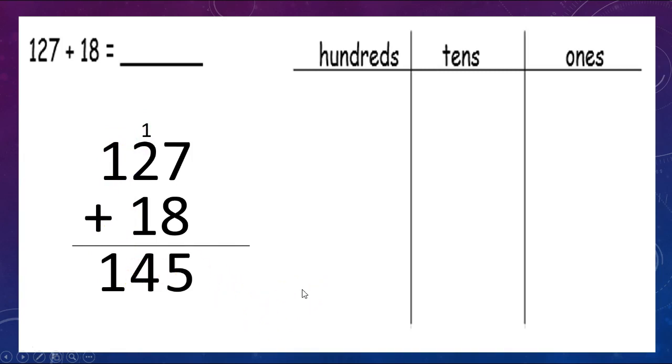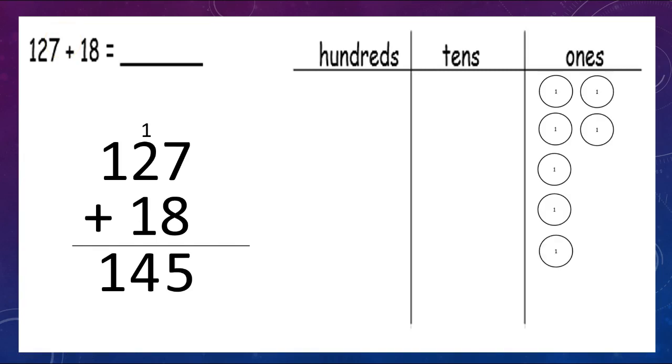Now if we wanted to do this with the place value discs, we would add our 127 to our place value here. How many 1s do we need? 7. Good. Let's add 7. 1, 2, 3, 4, 5, 6, 7. How many 10s? 2. And hundreds, 1.